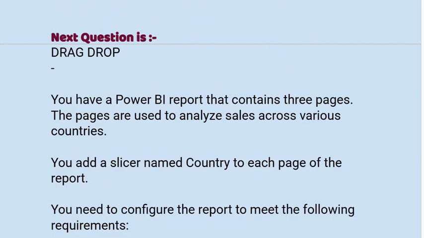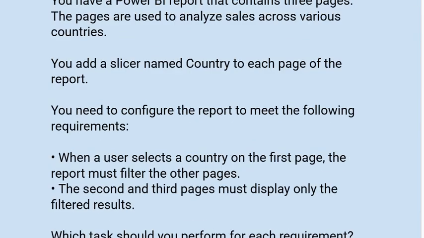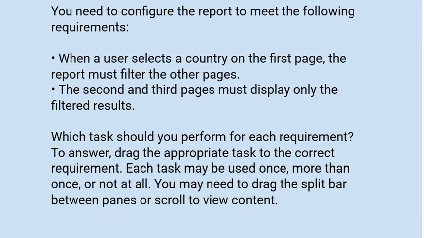Question is drag and drop. You have a Power BI report that contains 3 pages. The pages are used to analyze sales across various countries. You add a slicer named country to each page of the report. You need to configure the report to meet the following requirements. First, when a user selects a country on the first page, the report must filter the other pages. Second, the second and the third pages must display only the filtered results.